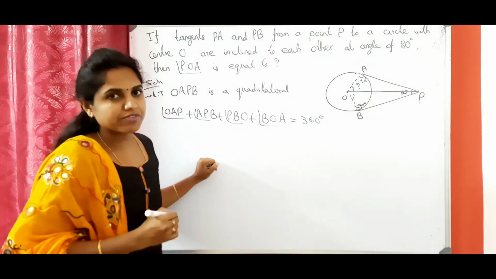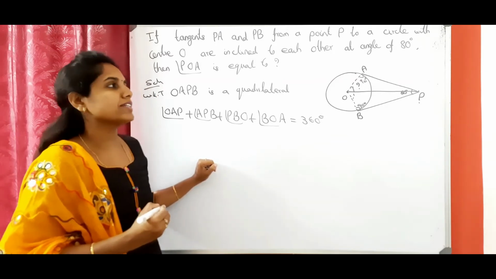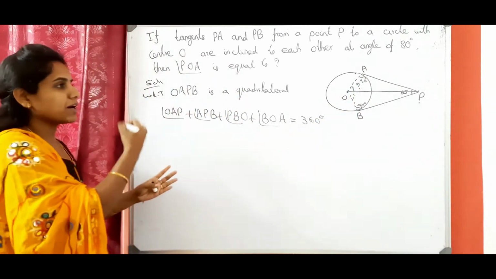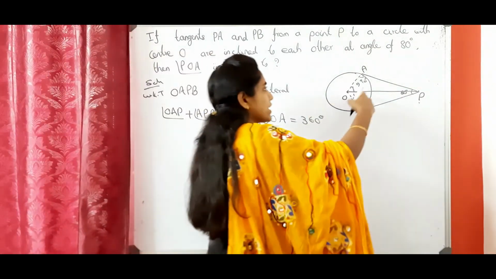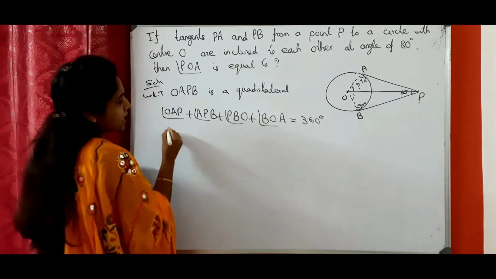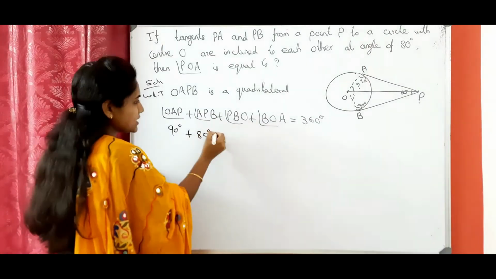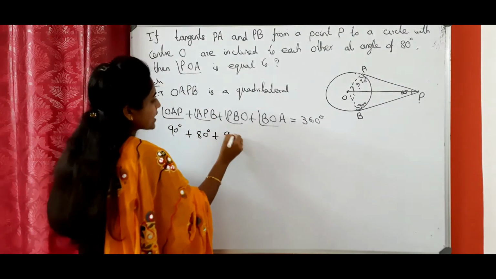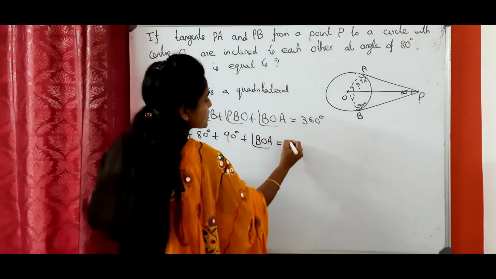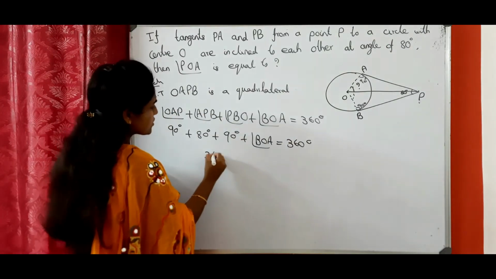What is theorem 1? The tangent of a circle is perpendicular to the radius through the point of contact. So perpendicular means these two angles are 90 degrees. Then we need to apply the values, and easily we can find the whole angle AOB, right? So OAP is 90 degrees, plus this angle they have given, 80 degrees, and POB is also 90 degrees. This one we need to find, BOA, equals 360 degrees. If you add, we will get 260 degrees.